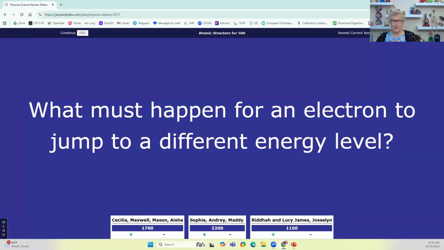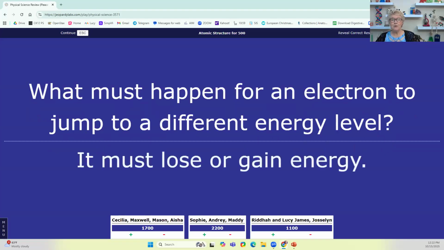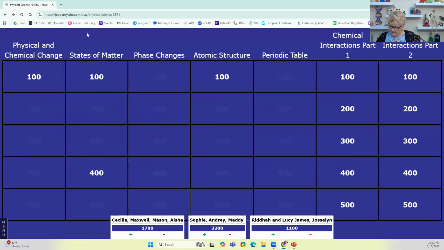Five, 4, 3, 2, 1. It has to either lose energy or gain energy. If it's on one of those at the outer shell and it loses energy, it jumps down to a lower one. In order to jump up to a higher one, it has to gain energy. So energy is involved there.